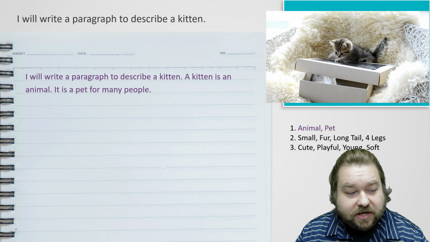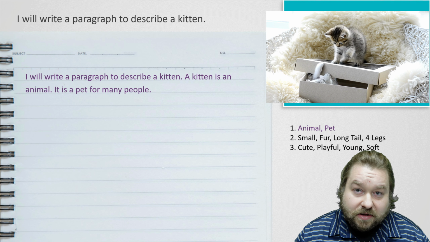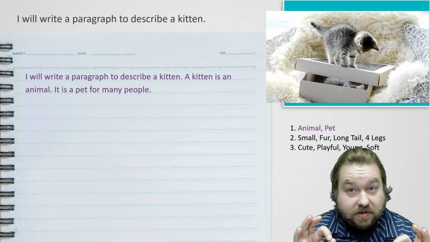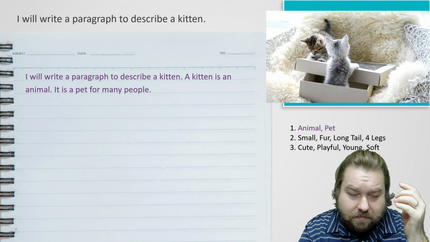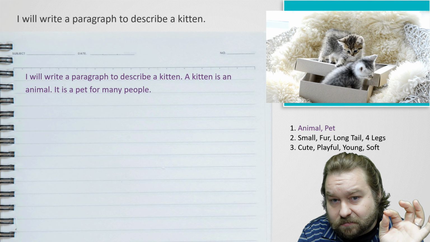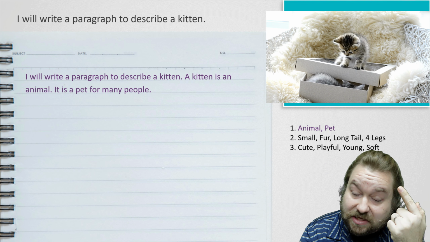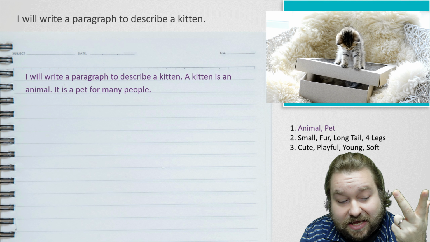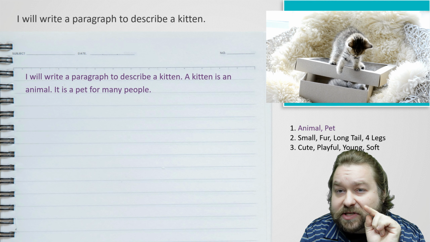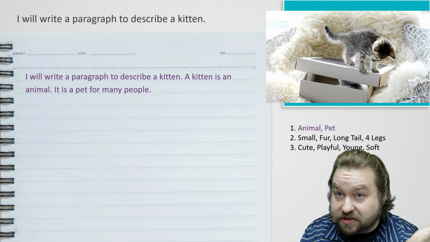Cool. Now, if you look here, I've written down on the piece of paper, it says, I will write a paragraph to describe a kitten. That's the first sentence it gave us. But then, look at the second sentence. A kitten is what? Is an animal. It is a pet for many people. We used each of these words in a sentence.